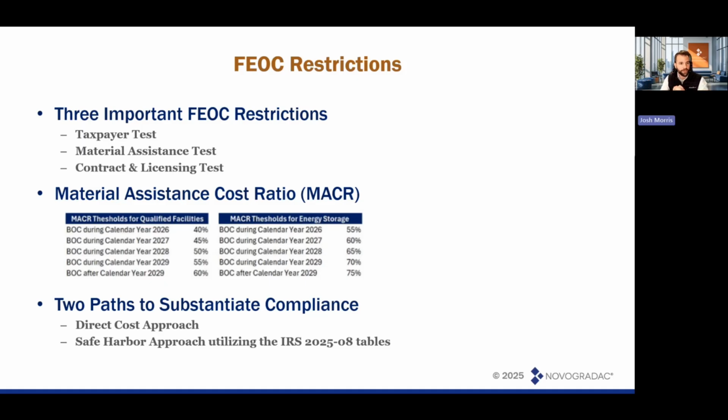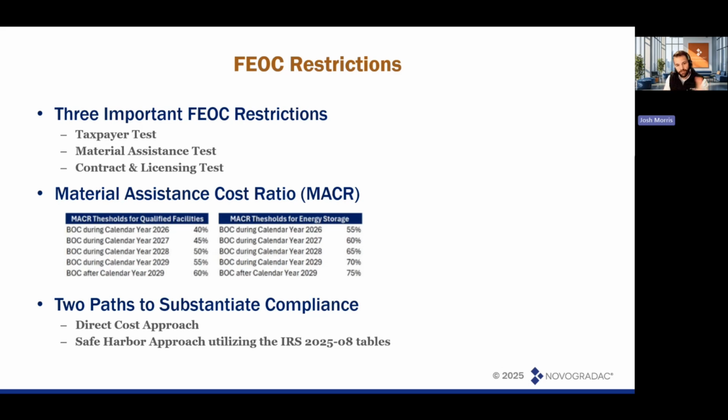And so there are 3 important FEOC restrictions that came out of OB3. It's a taxpayer test, material assistance test, and a contract and licensing test. For purposes of this webinar, let's focus on that material assistance test. There's a ratio that's important here called the MACR, the material assistance cost ratio. And for qualified facilities that are not storage projects, they have to get over the hurdle of 40% for projects that begin construction in 2026.